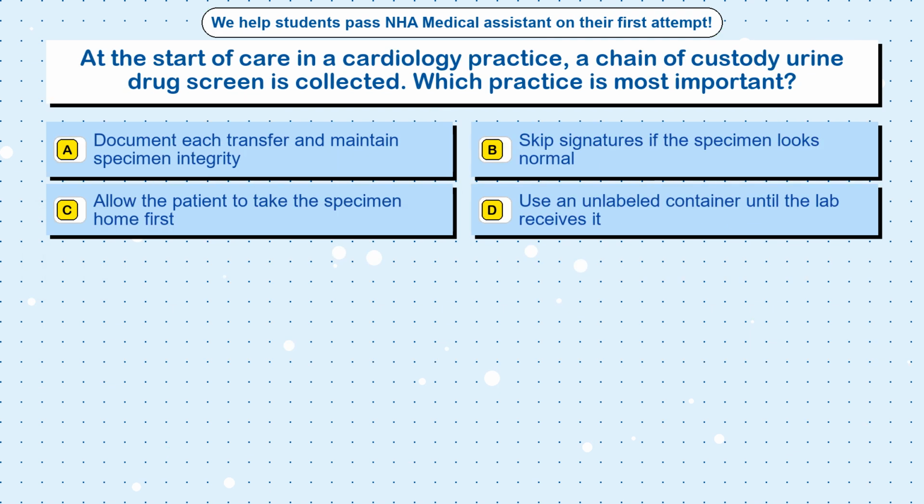Question 3. At the start of care in a cardiology practice, a chain of custody urine drug screen is collected. Which practice is most important? Option A. Document each transfer and maintain specimen integrity. Option B. Skip signatures if the specimen looks normal. Option C. Allow the patient to take the specimen home first. Option D. Use an unlabeled container until the lab receives it.